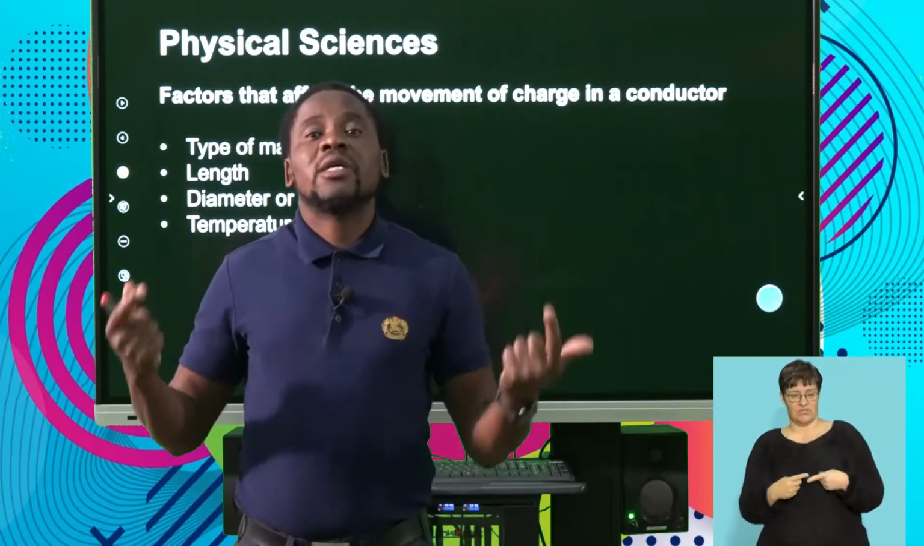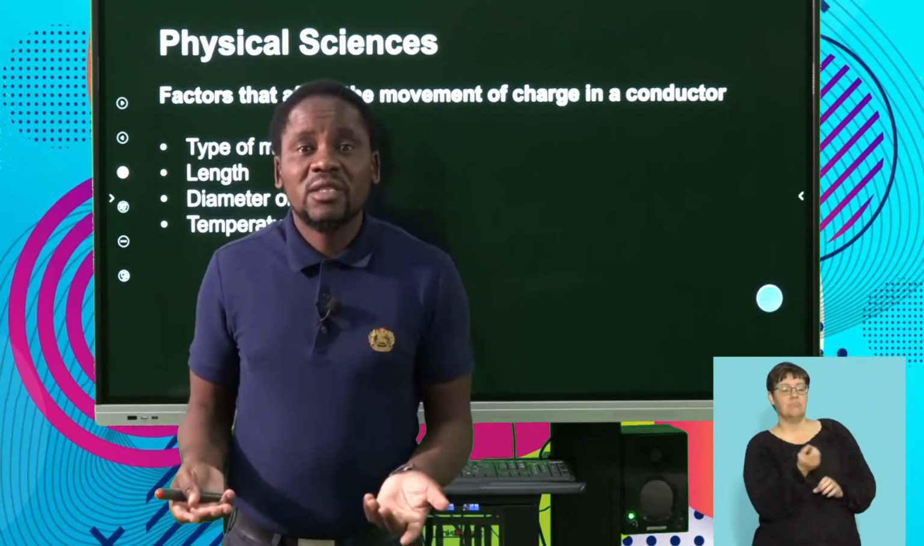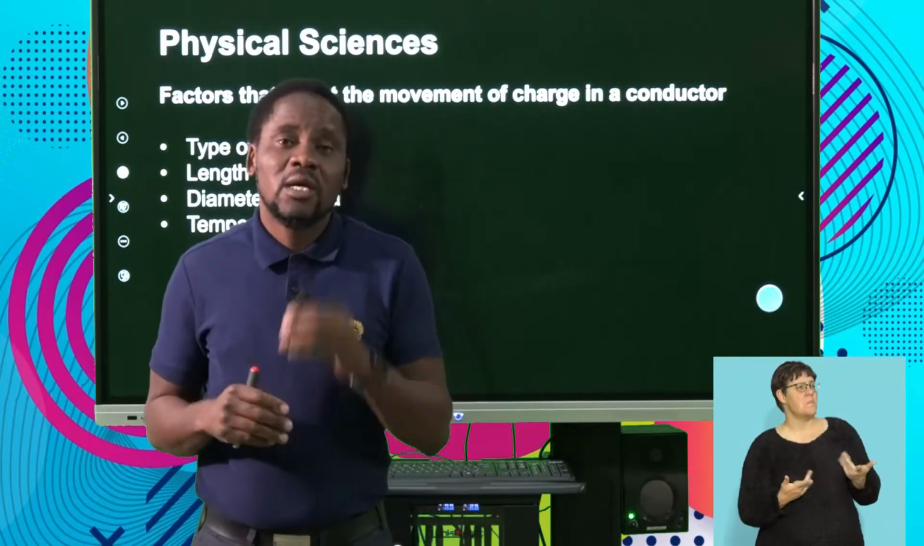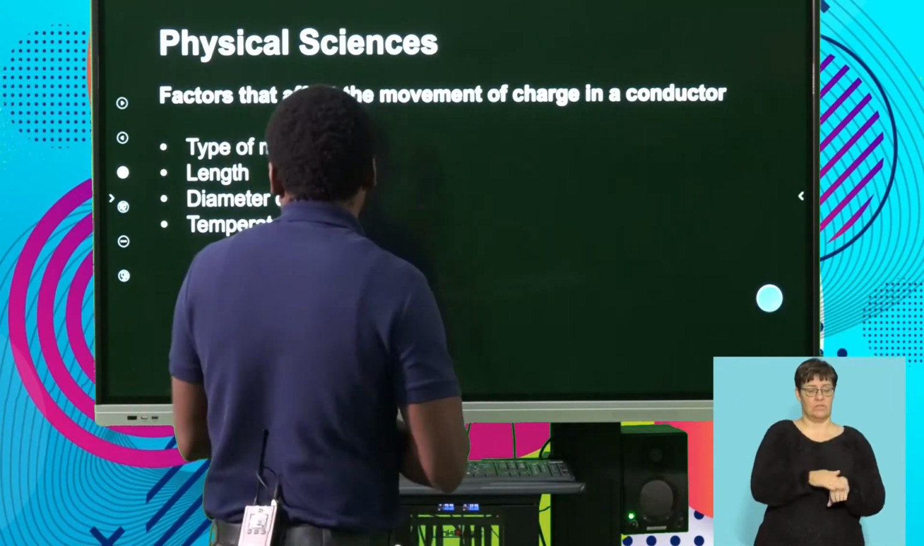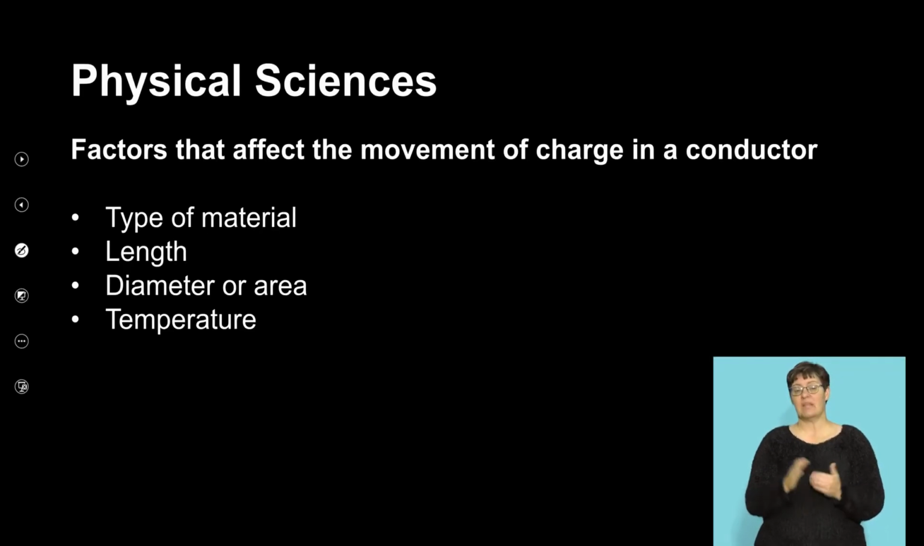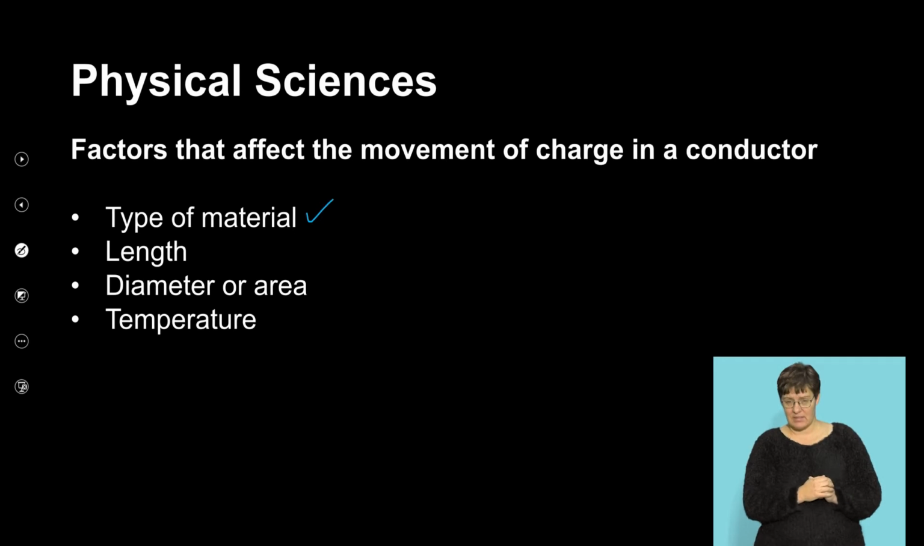So we want to look at some of the factors that affect the conductivity, or the extent of opposition to the flow of charge within a metallic material. Some of the factors that contribute to the resistance, number one, is the type of material. As we've indicated, different elements have different electronic properties.